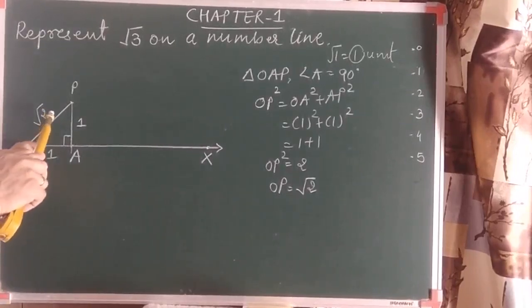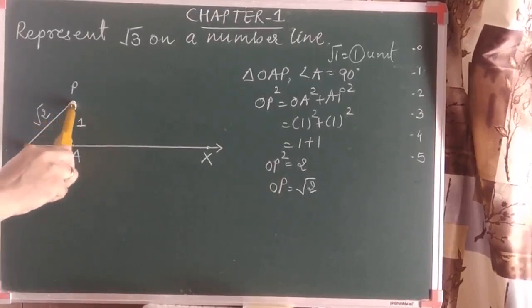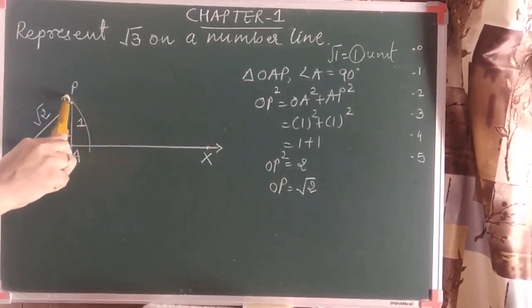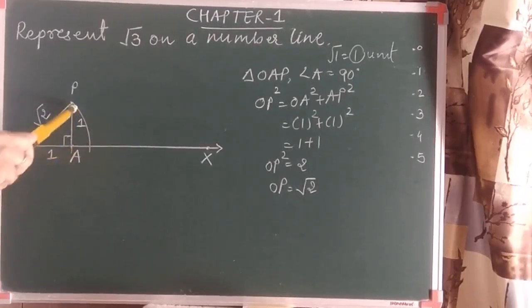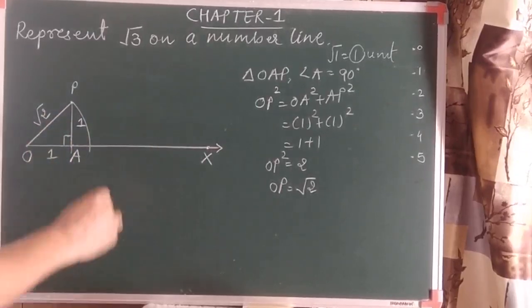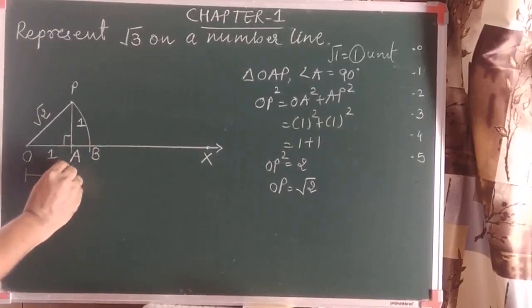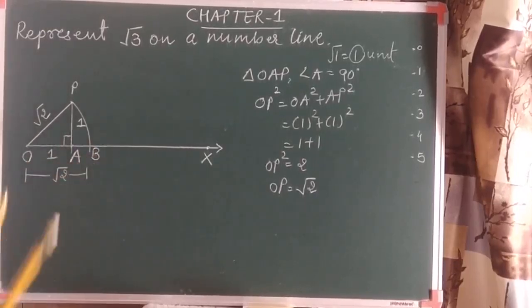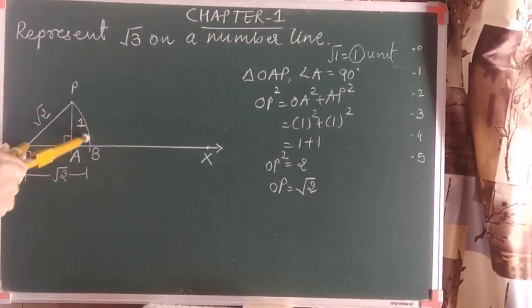Let's take that length with the help of a rounder or compass and draw an arc on ray OX. This length is equal to OP. Look at this. The point which intersects OX, let me give that point the name B. Can I say that OB is also root 2? The reason, look at this: OB is equal to OP. As OP is root 2, OB is also root 2. Fine.